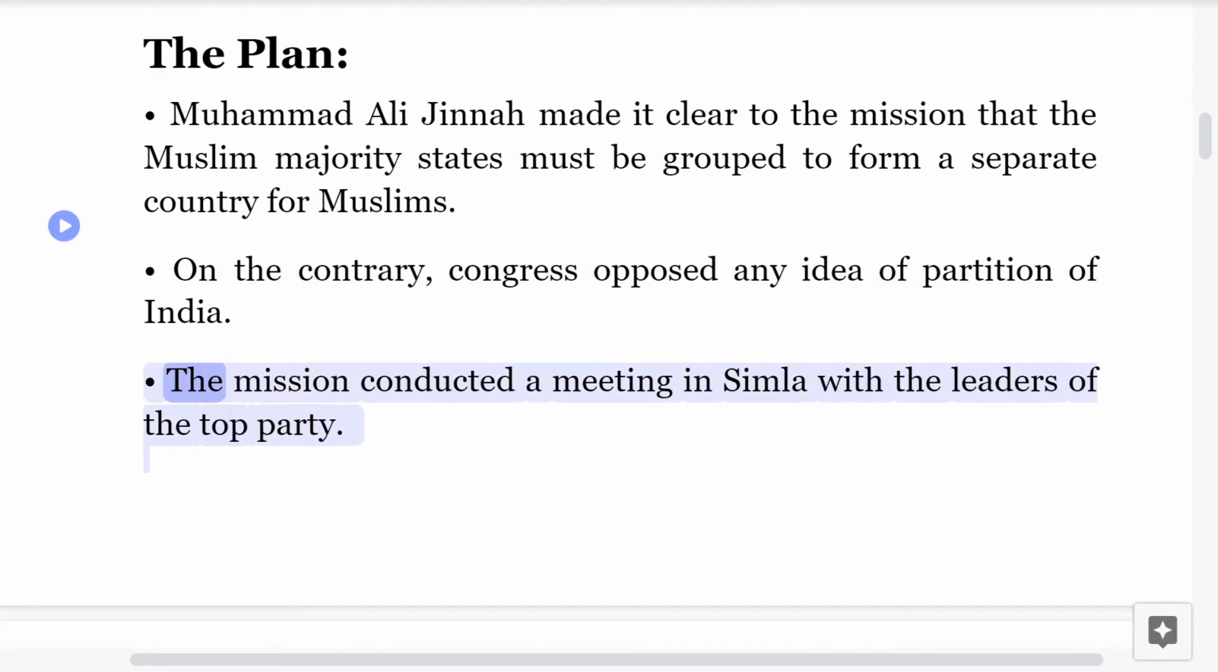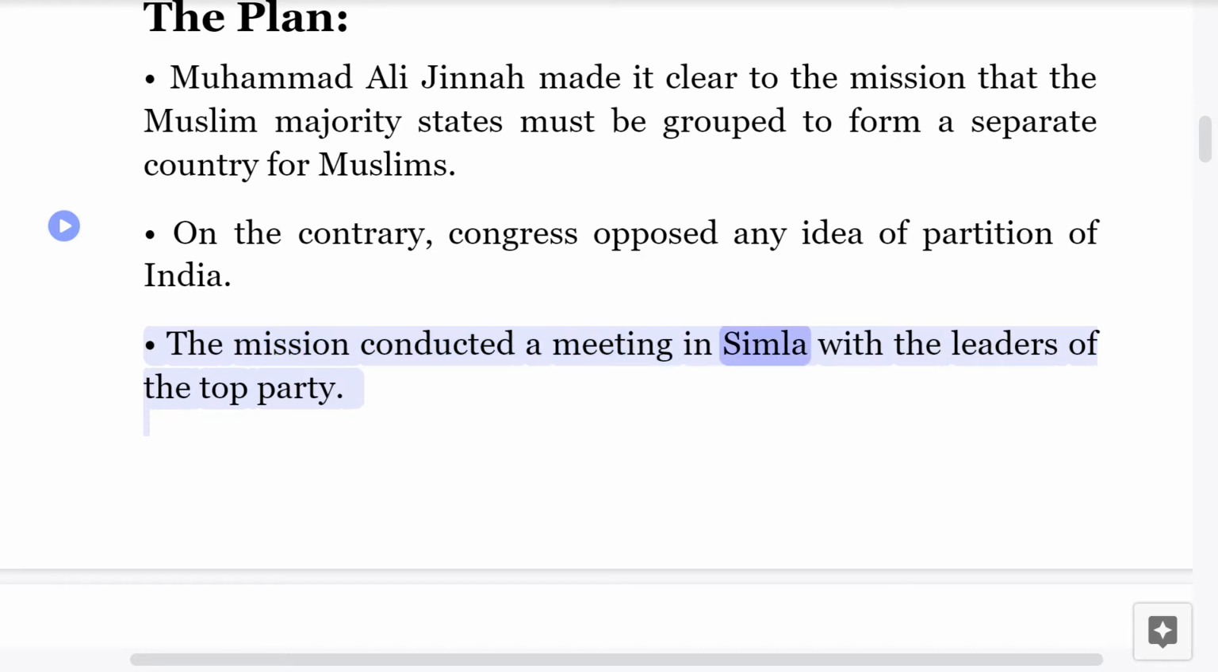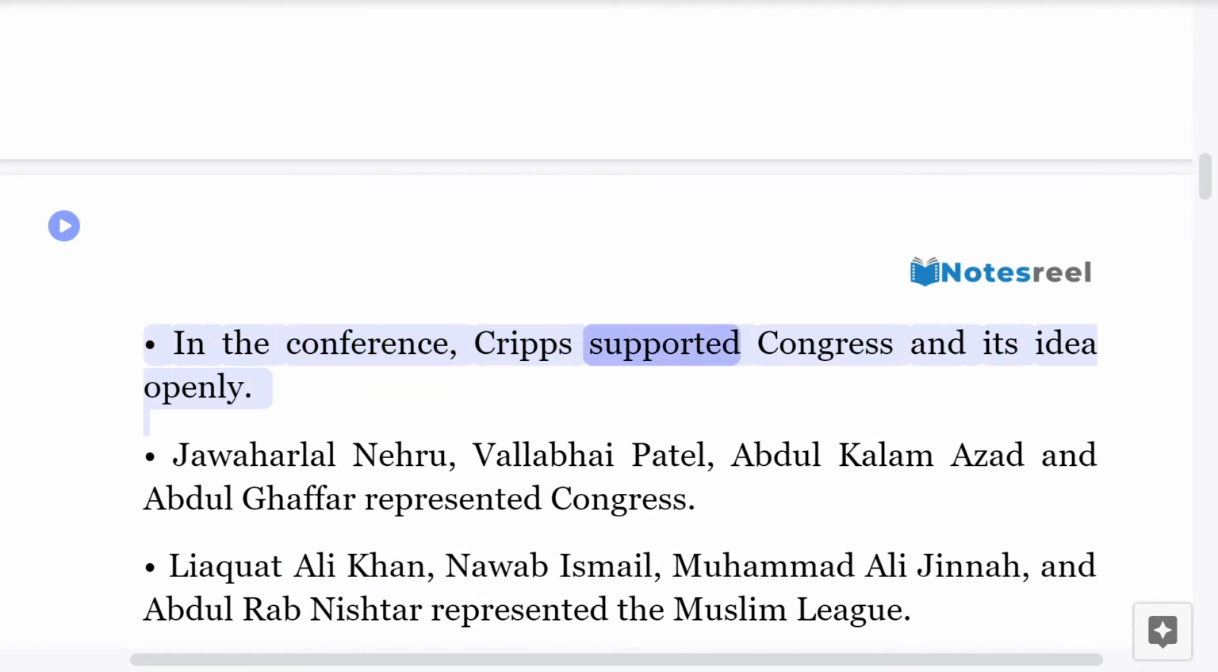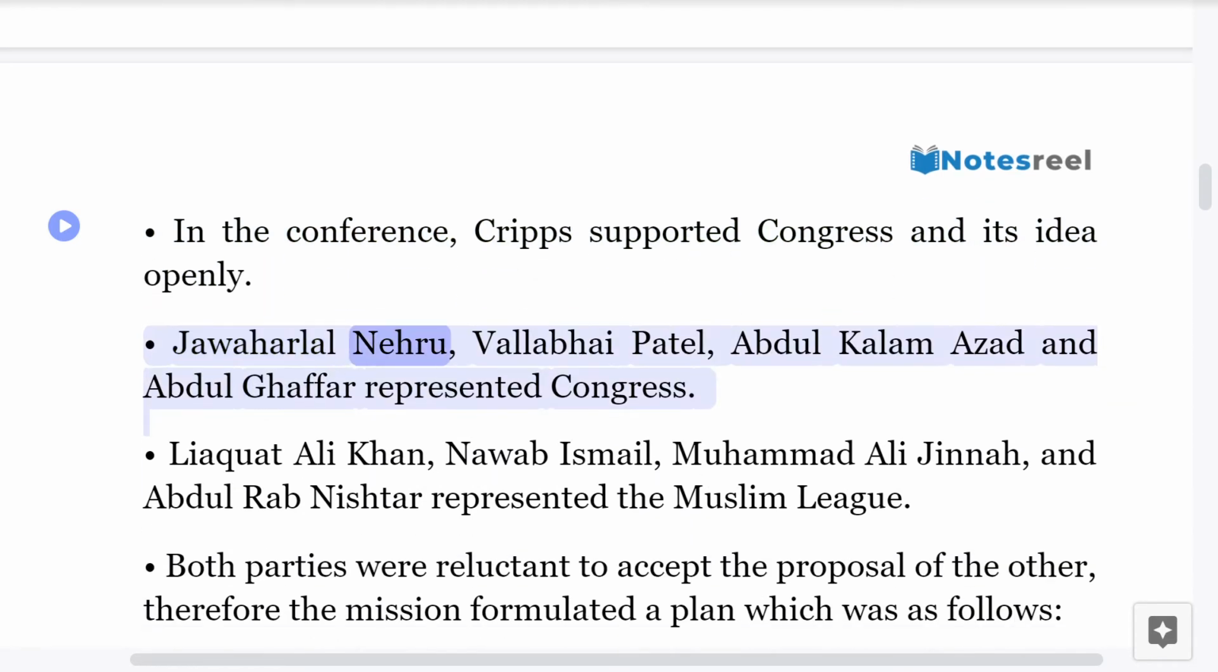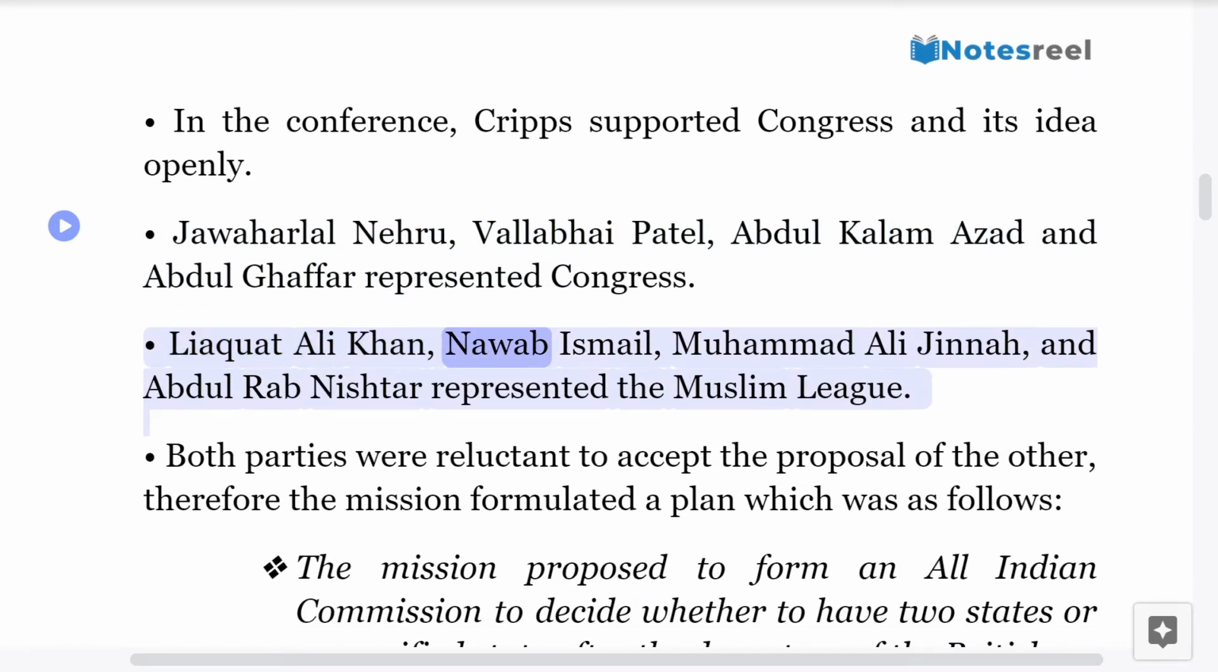The mission conducted a meeting in Simla with the leaders of the top parties. In the conference, Cripps supported Congress and its idea openly. Jawaharlal Nehru, Vallabhbhai Patel, Abul Kalam Azad and Abdul Ghaffar represented Congress. Liaquat Ali Khan, Nawab Ismail, Muhammad Ali Jinnah, and Abdur Rab Nishtar represented the Muslim League.